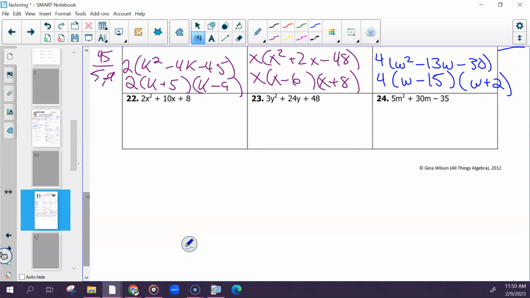Five. If we divided each of those by 5, what would be left? M squared plus 6m minus 7. What are your factors of 7? Okay. So those are the only factors of prime. Which of those would be negative to make this 6? 1. So then 5 times m minus 1 and m plus 7.